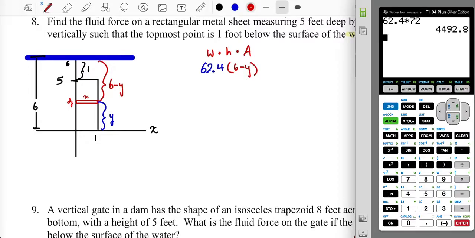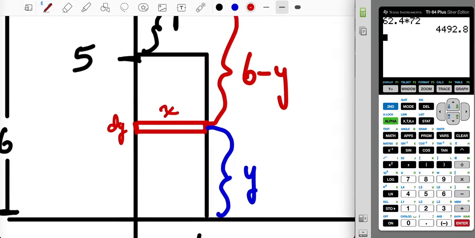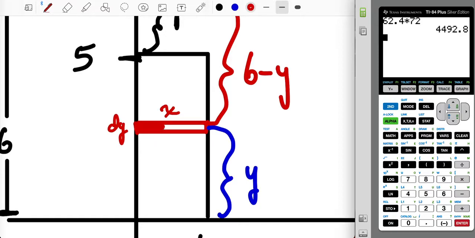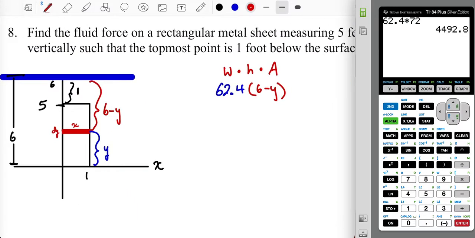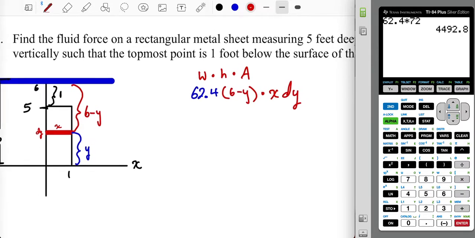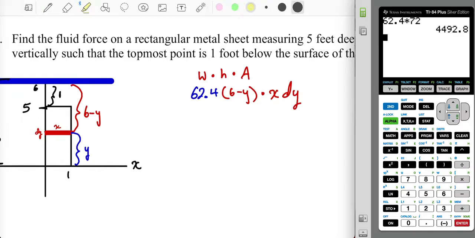The area is x multiplied by dy, the area of the arbitrary rectangle, whose location will change depending on whatever y is. But since the x value is uniform, the area of that arbitrary rectangle is going to remain constant, which is nice. Doesn't always happen, but when it does, it's nice. So x times dy.